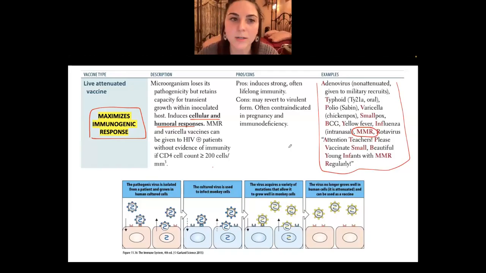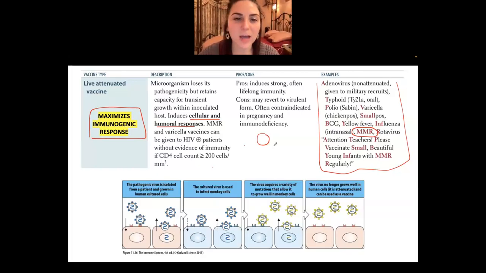So MMR is classically known as the live attenuated vaccine, right? Basically you're taking measles and injecting it into someone, but you take away the ability of measles to replicate. So then you get antibodies against the measles virus, and you get a T cell response against it.